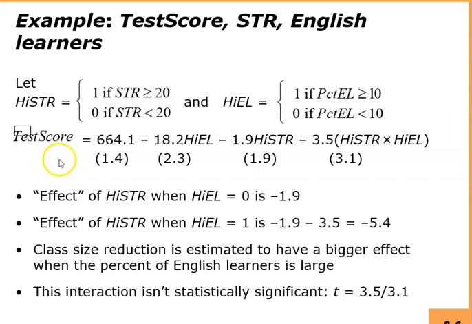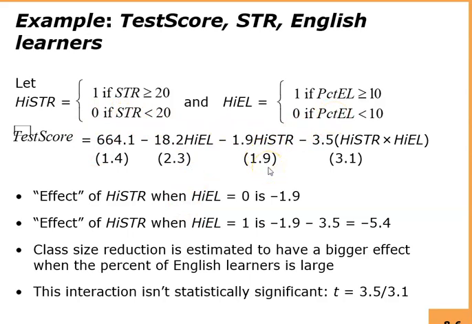the mean of test scores for the group which has low student-teacher ratio and low percentage of English learners. For that case, I will have to substitute 0 for the high STR variable and 0 in place of the high EL variable in this equation. When I do that, all of these coefficients go away and the mean will simply be 664.1 when the test scores are concerned for the group with low student-teacher ratio and low percentage of English learners.